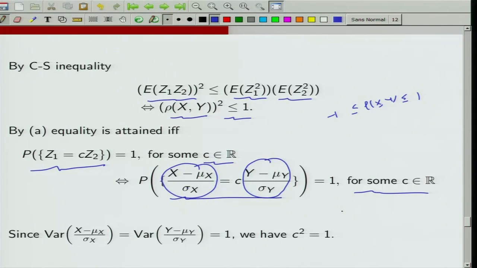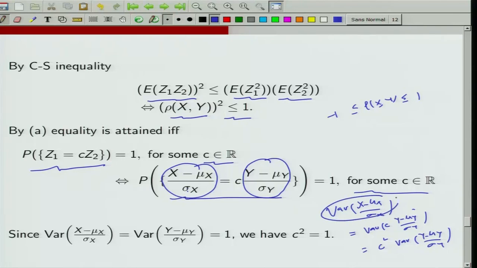So, you get the variance of (x minus mu x) by sigma x, because the probability that this random variable is the same as this is 1. So, this is the same as the variance of c times (y minus mu y) by sigma y, but that is the same as c square times the variance of (y minus mu y) by sigma y. But this is 1, this is 1. So, this gives me c square as 1.